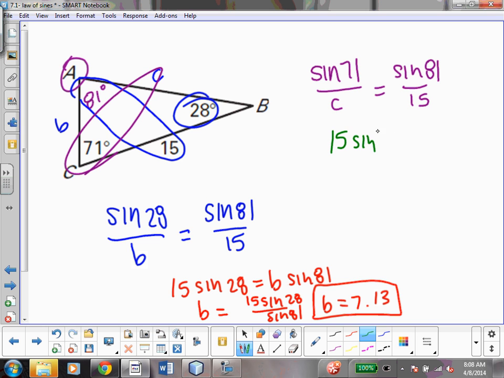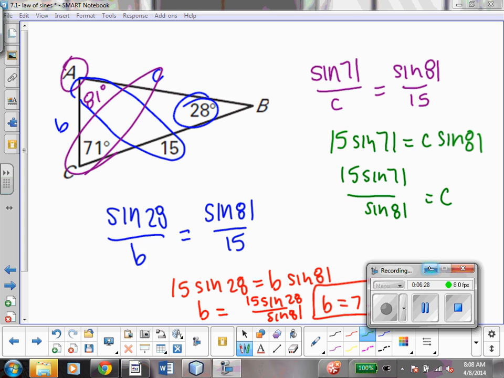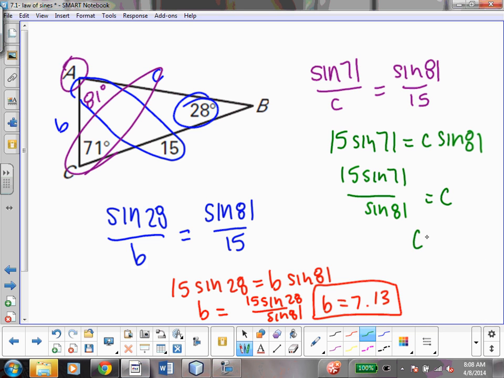I'll multiply both sides by 15 and by c. Then I'll divide by the sine of 81. I'll put it in my calculator, and c will end up equaling about 14.36.